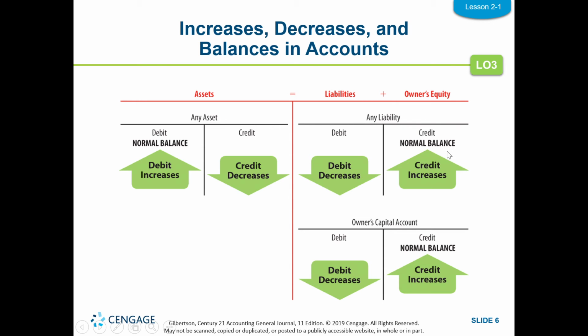Because it's on the right, the credit side increases, and the normal balance is the credit side. Any debit would decrease that liability. Same thing with the owner's capital account. It's on the right side, so the credit side increases. The normal balance is on the credit side. Debits decrease the account.